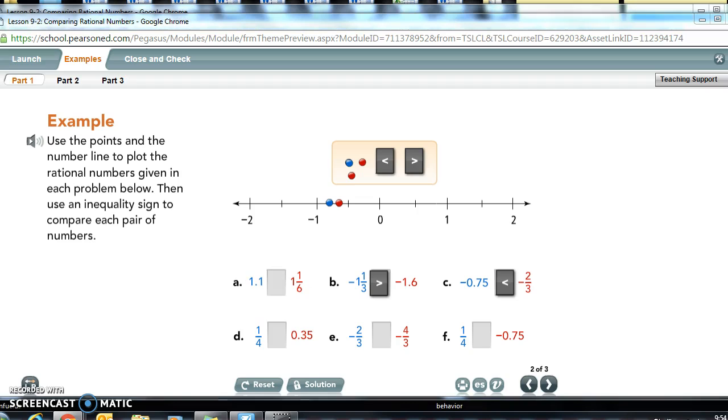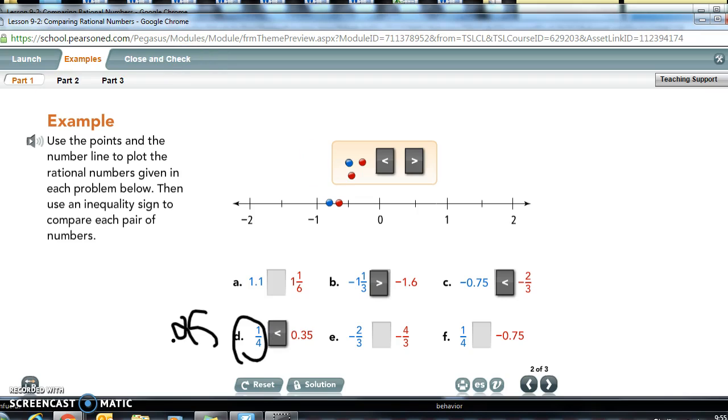Okay, let's keep going. If I have negative 1/4, well, I know 1/4, I think about money, so if I have 1/4, I have 25 cents. Okay, 1/4 or 0.35, which one's bigger? I think about money. I would much rather have 35 cents than 25 cents.